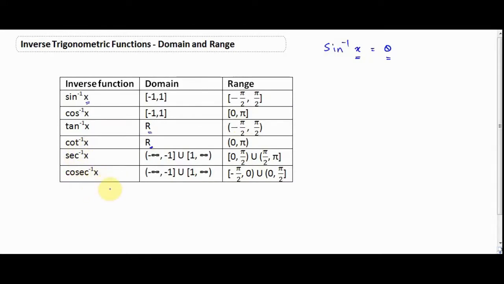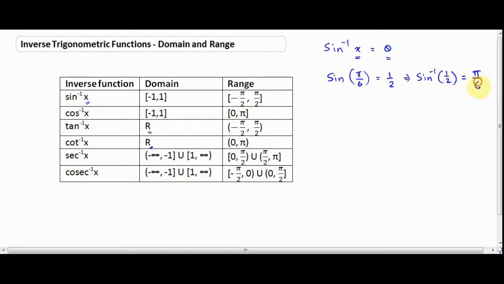Now we know that sine pi by 6, that is sine 30, has a value equal to 1 by 2. So from this we may write sine inverse of 1 by 2 is equal to pi by 6. This expression is valid because pi by 6 belongs to the interval -pi by 2 to +pi by 2. It's a value that comes in between -pi by 2 and +pi by 2. So this expression is correct.